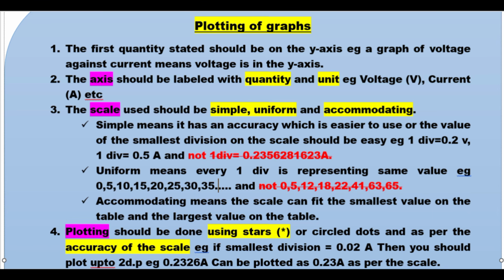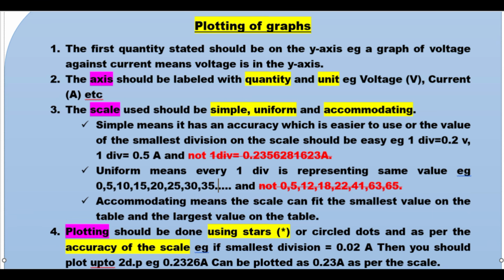Then we go to uniformity of the scale. Uniformity means, for example, if you are starting with 0, you can go to 5, 10, 15, 20, 25, 30. That means it is uniform. And not, for example, 0 to 5, then the next square is 12, the next square is 18, the next is 22, the next is 41. In that case there is no uniformity, because you cannot define clearly what value is represented by one square. So you must keenly ensure that your scale is uniform.